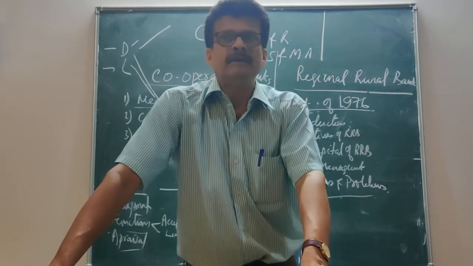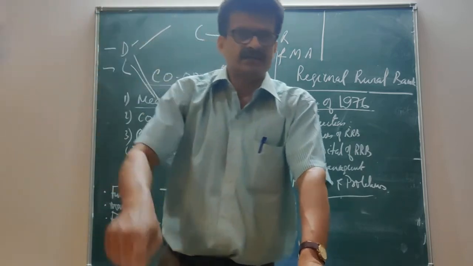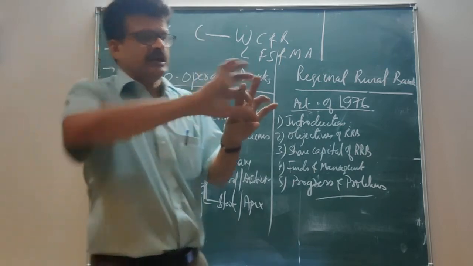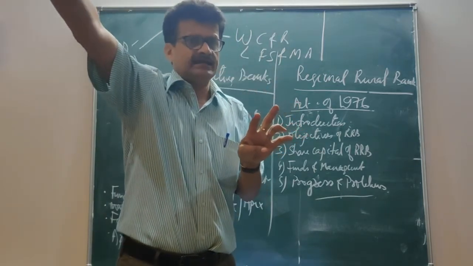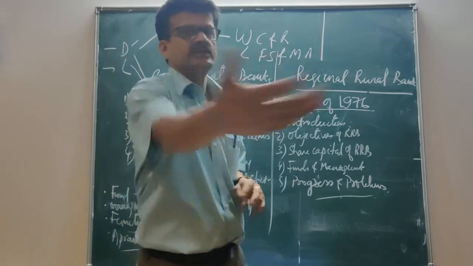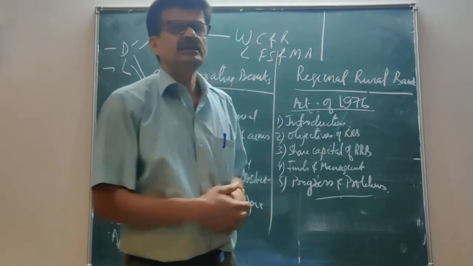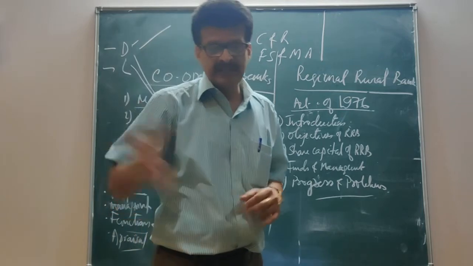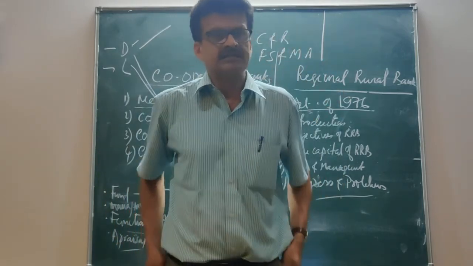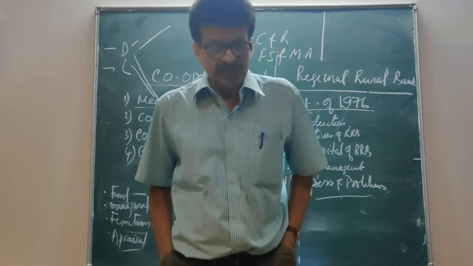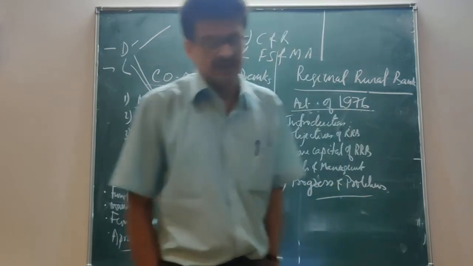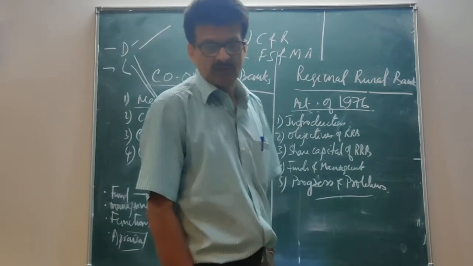They are done by a board of directors consisting of 9 members. One will be chairman and the others will be directors. The chairman will be appointed by the sponsoring bank in consultation with the central government, and the remaining 8 directors are appointed as follows: 3 directors are nominated by the central government, 3 directors are nominated by the sponsor bank, and 2 directors are nominated by the state government.